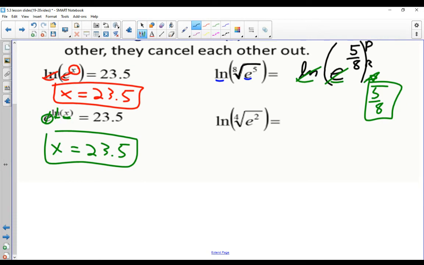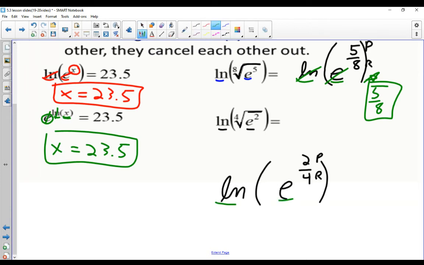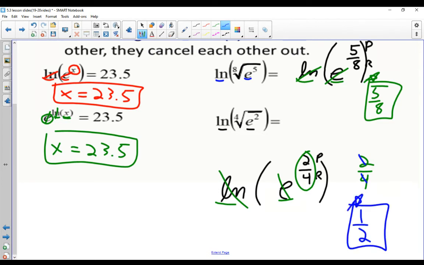The second one, very similar. You can't really eliminate these two because of that root in the middle. But I can rewrite the e as power over root. Or in other words, power of 2 on top, root of 4 on bottom, and the natural log on the side. Voila, they're now next to each other, so you can cancel them out. And all you're left with is 2/4 as your answer. But you'll need to reduce that down to 1/2 as your final answer. If you do not reduce your fractions, the Hawks program will count it wrong. So be wary of that.